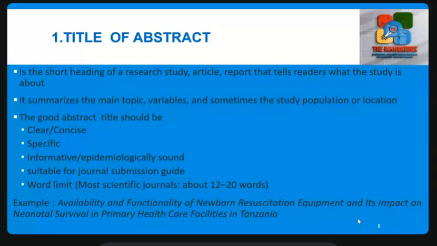Take an example of a good abstract title: a study on availability and functionality of newborn resuscitation equipment and its impact on neonatal survival in primary health care facilities in Tanzania. When you look at this title, it meets all the important details, including the topic, the variable, the study population, as well as the location. All features of a good abstract title are included here.